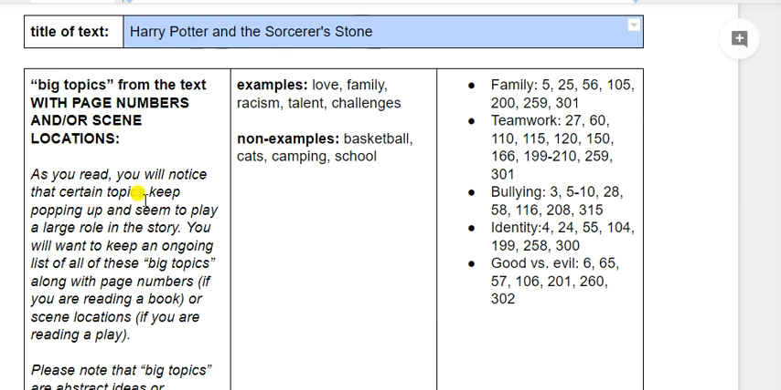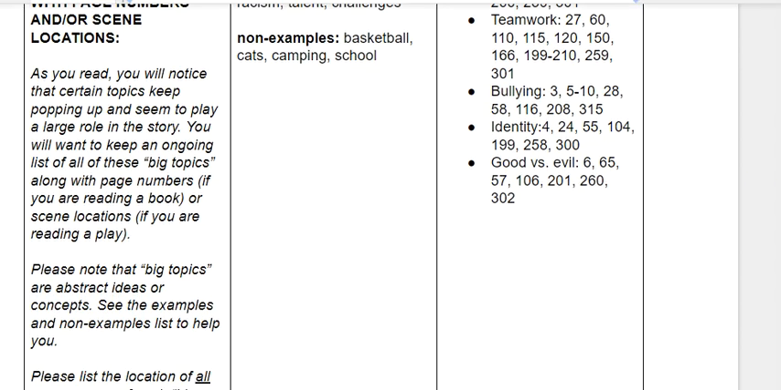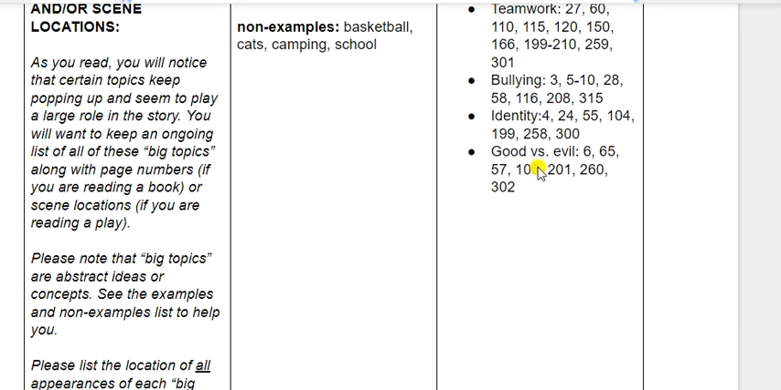As you read, you'll notice that certain topics keep popping up and seem to play a large role in the story. You're going to want to keep track of all of these big topics, and this table is where you're going to do that, along with page numbers if you're reading a book, or scene locations if we were reading a play. Sorry about that scratching noise. That's my dog scratching at the door. Very annoying. It also says underneath that, please note that big topics are abstract ideas or concepts, and I have examples and non-examples here for you to look at.